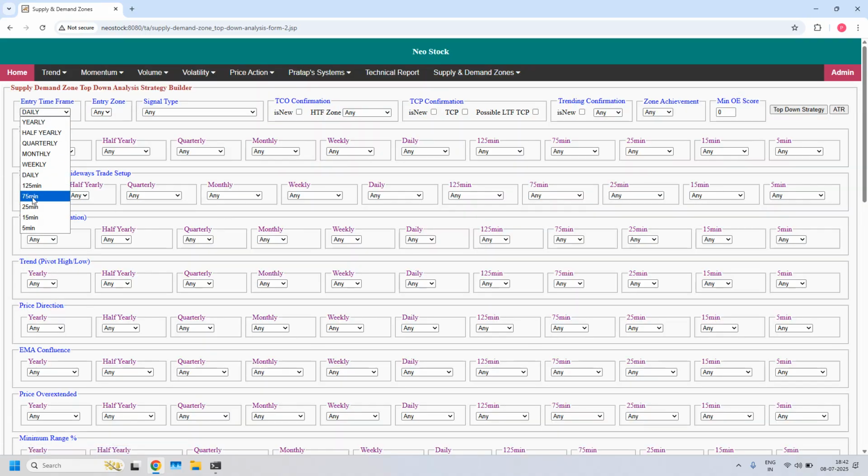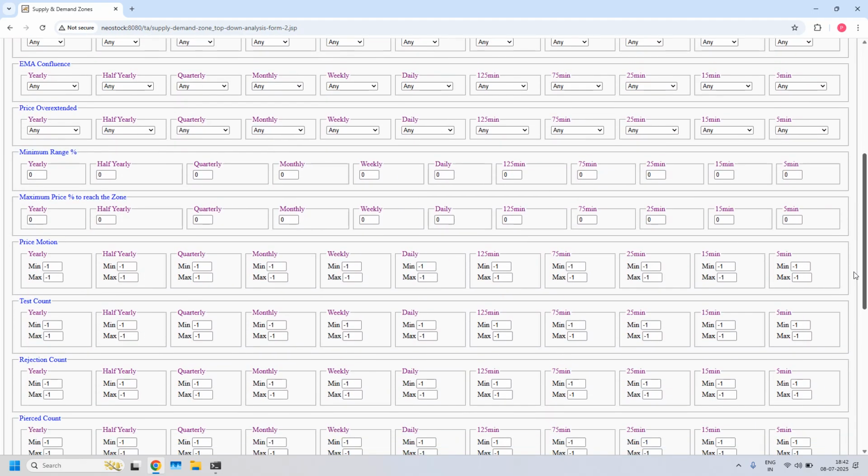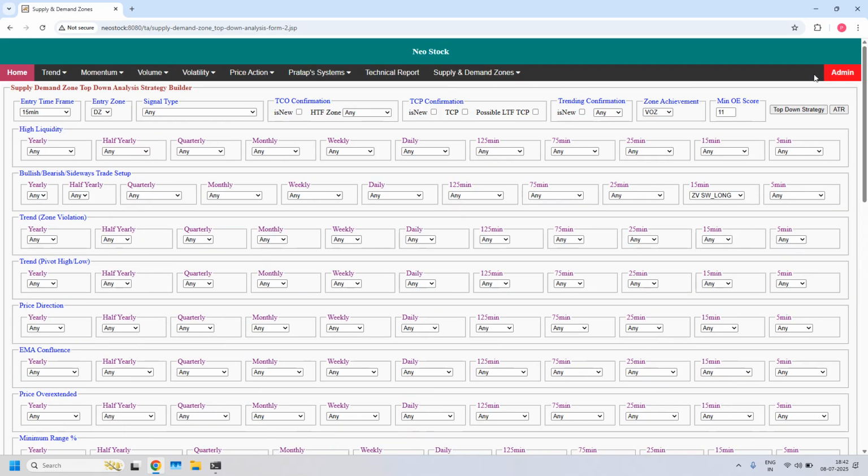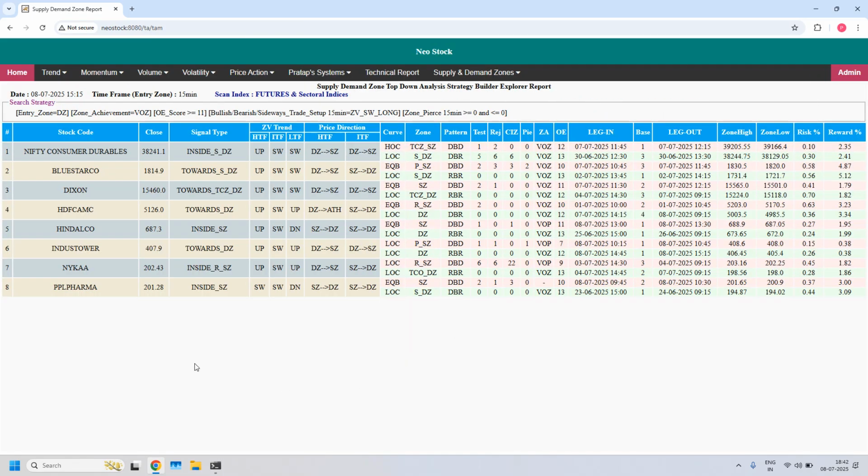Entry time frame 15 minutes, entry zone demand zone, and here bullish, bearish, sideways at 15 minutes. I am selecting sideways long. Zone achievement violated opposing zone, minimum odd enhanced score 11, and also 15 minutes demand zone should not be pierced. So in the pierced count at 15 minutes time frame, minimum value 0, maximum value 0. With these filters, we got 8 stocks.